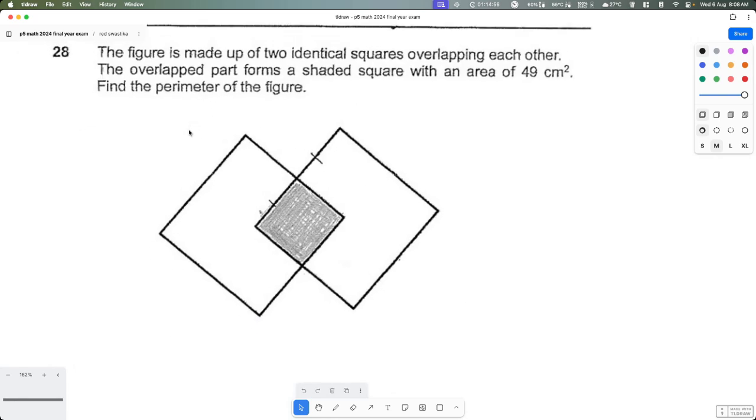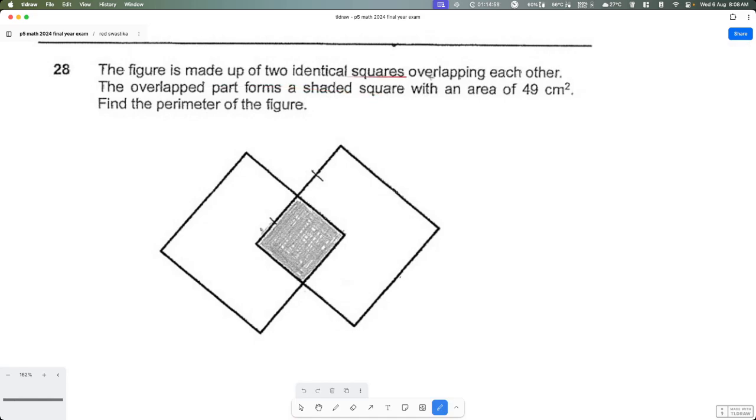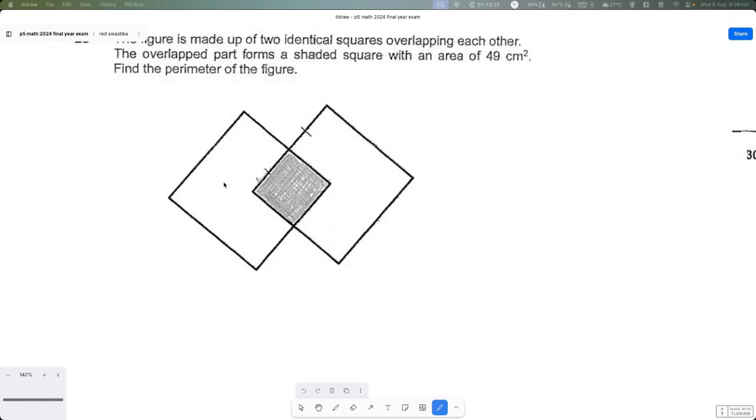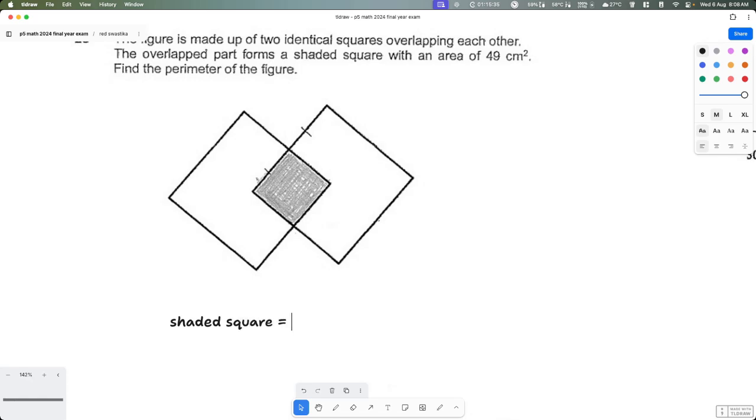Question 28. It says here the figure is made out of two identical squares overlapping each other. The overlap part forms a shaded square with an area of 49 centimeters square. Find the perimeter of the figure below. So the overlap part forms a shaded square. So we know that the shaded square is equal to 49 centimeters square, and then you put a square over here.